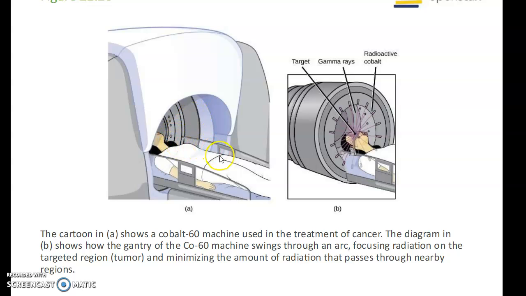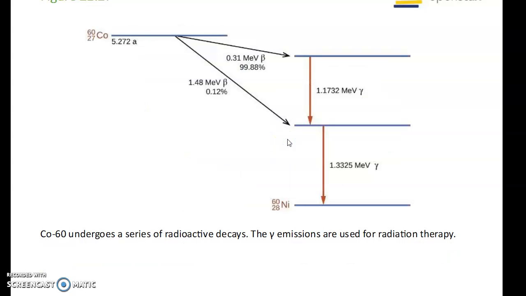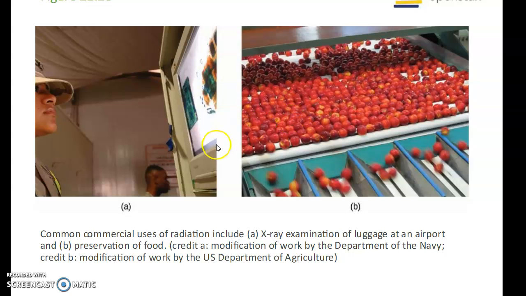And this is a Cobalt-60 machine, just a mock-up of it, where they have radioactive cobalt in there. Gamma rays focus on the tumor region, so you can treat the tumor that way, and sometimes you can also use it to do brain scans. Cobalt undergoes a series of radioactive decays, and it shows the energy level for each one of these, and how much of it goes in each one.